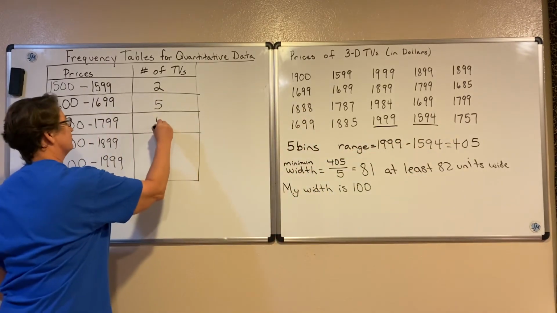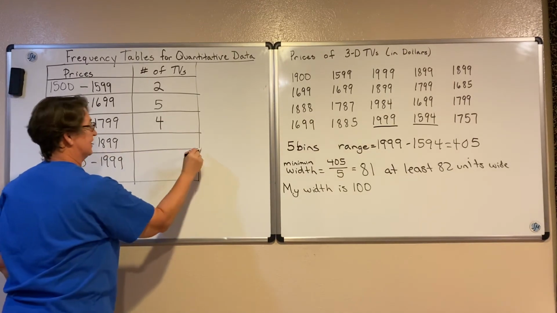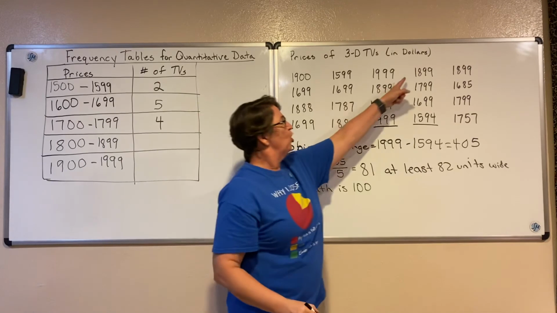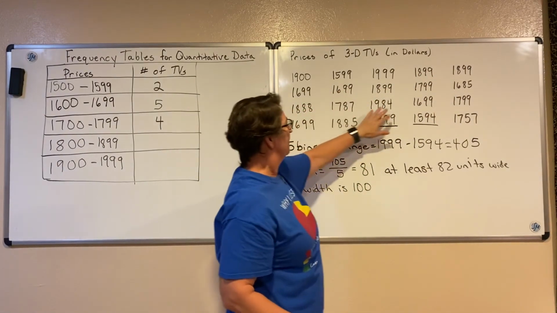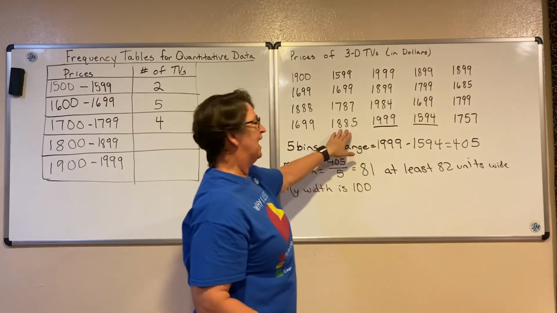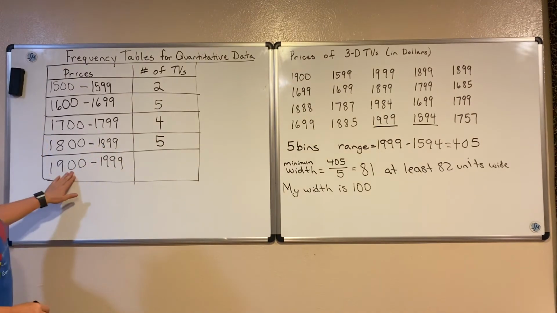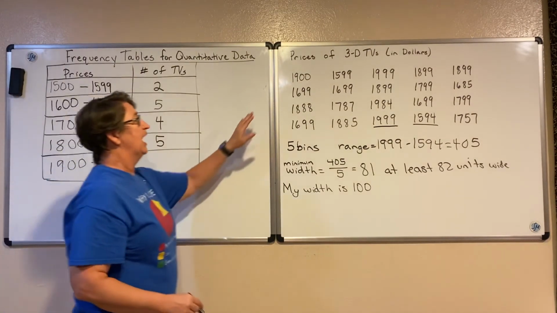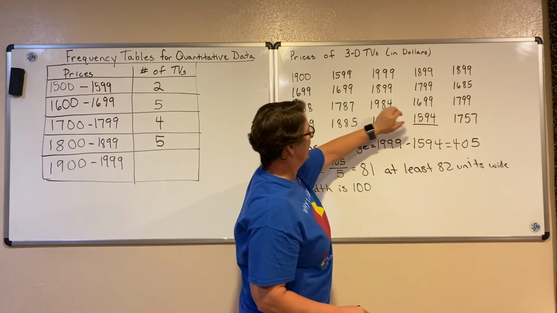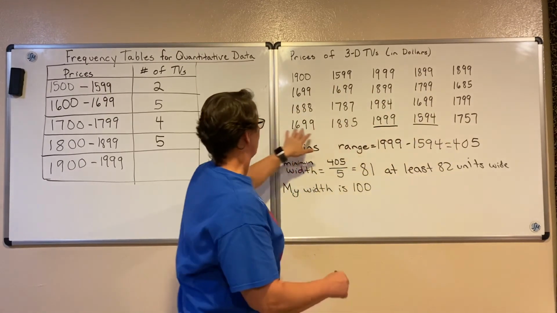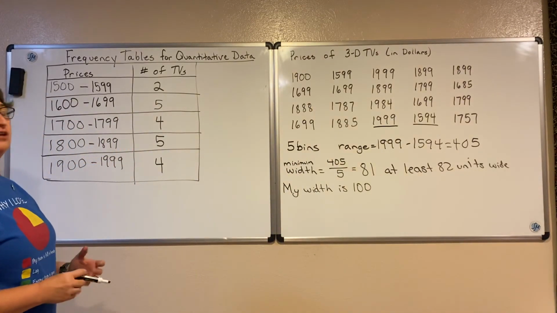So on my frequencies, I'm going to write a 4. Then between 1,800 and 1,899, I have 1, 2, 3, 4, 5 data values in that category. And then from 1,900 to 1,999, I have 1, 2, 3, 4 within that range.